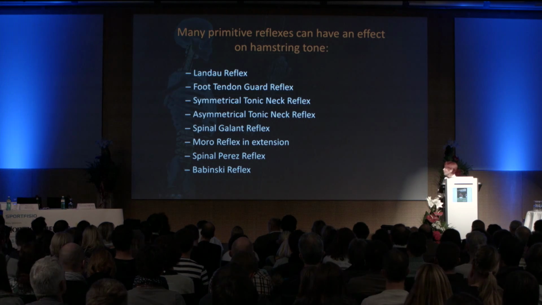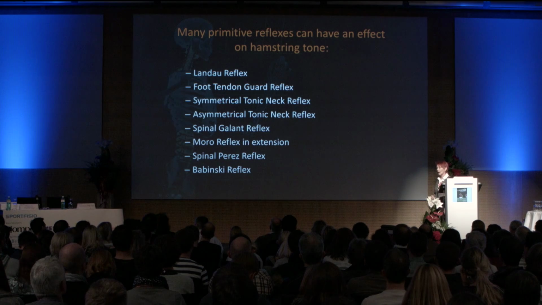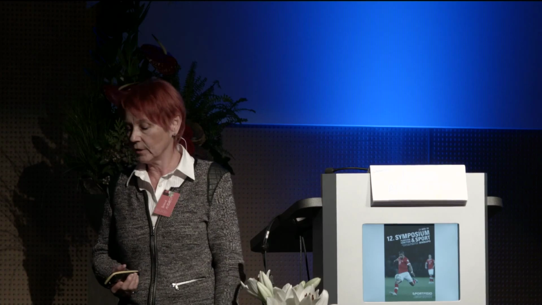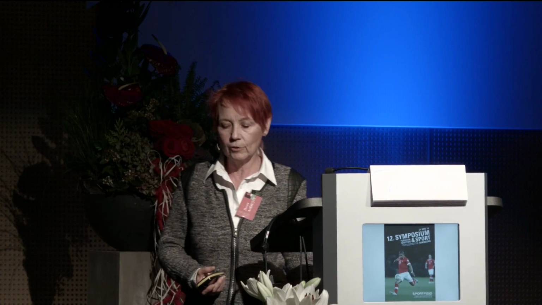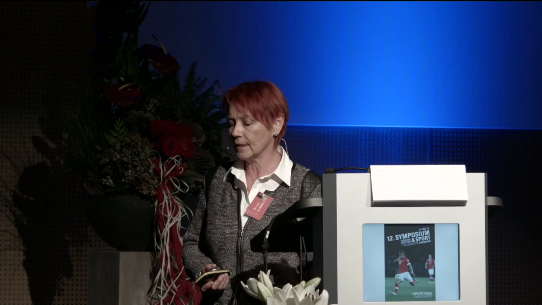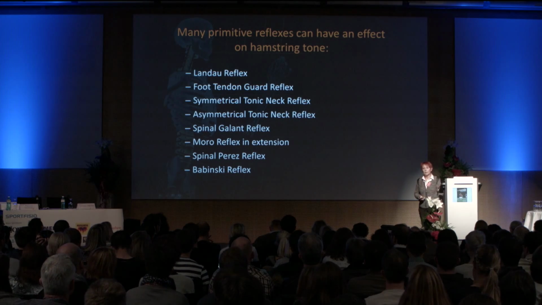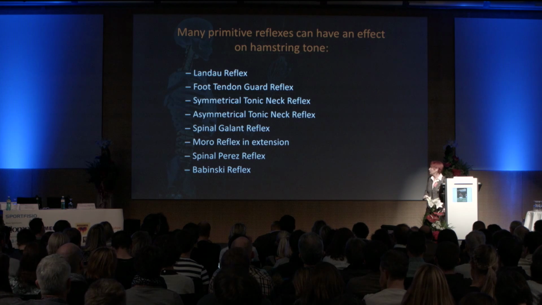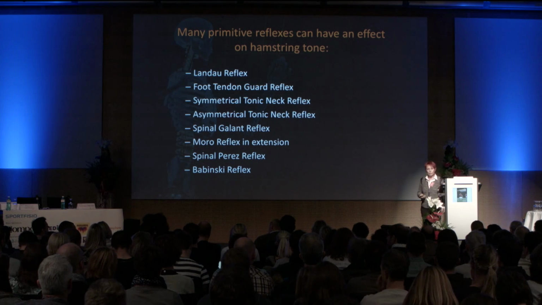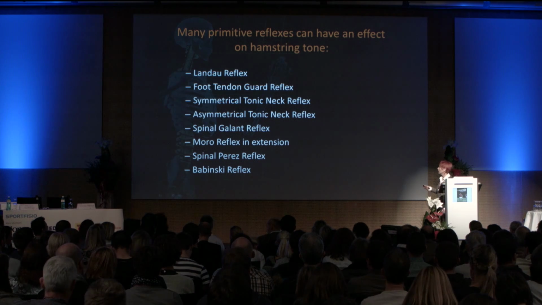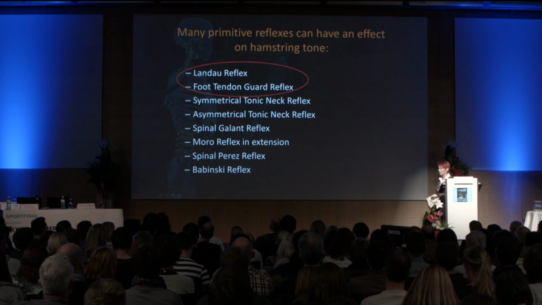But first of all, many primitive reflexes will have an effect on the hamstring tone. So Landau, foot tendon guard, symmetric and asymmetric tonic neck reflex, spinal Galant, the Moro reflex in extension, spinal Perez reflex, and the Babinski reflex. And there's probably others, right? So obviously I couldn't do all of those today, but I thought I'd show you probably the two more important when we're talking about the hamstrings.